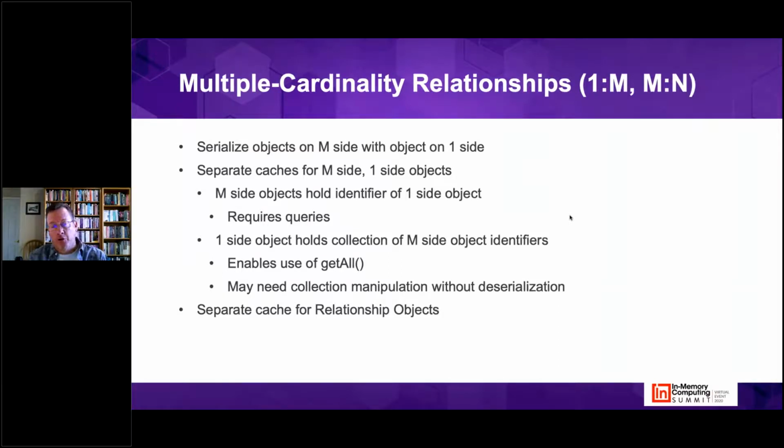And a final alternative, which I think makes sense in a lot of cases, is you can actually have a separate cache for relationship objects, kind of like an association table in a relational database schema. Then you can just query that cache for all the relationships involving one object, and once you have them all, you can query some other cache for all of the related objects with a getAll call. So it's 2 round trips. Okay, so that's a little bit about relationships.